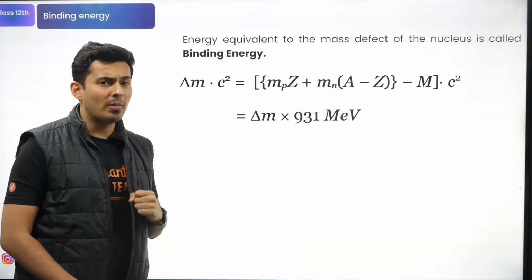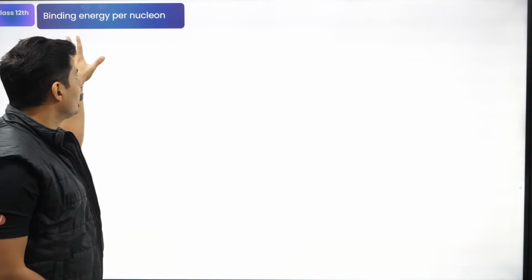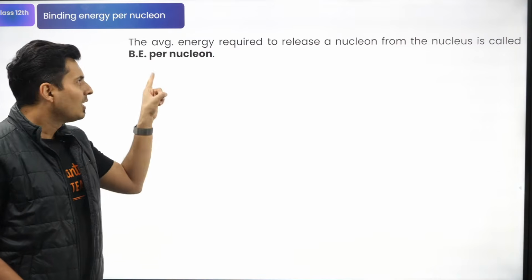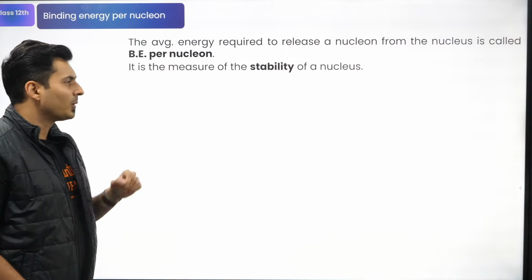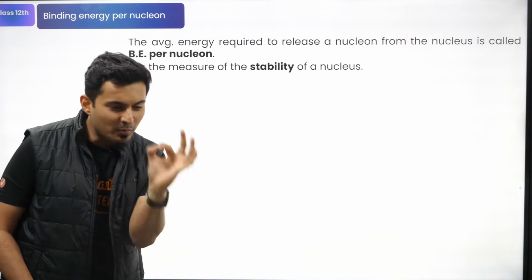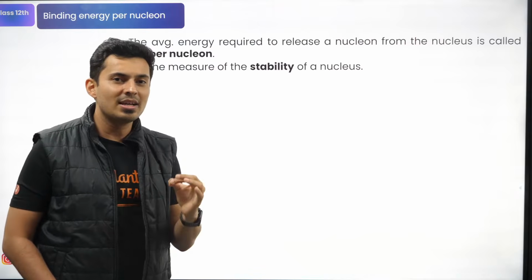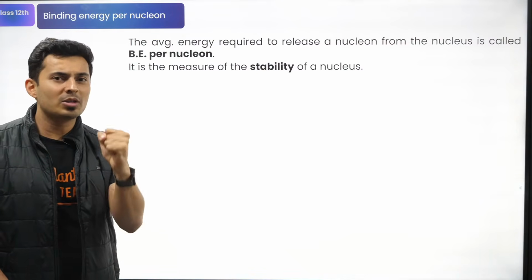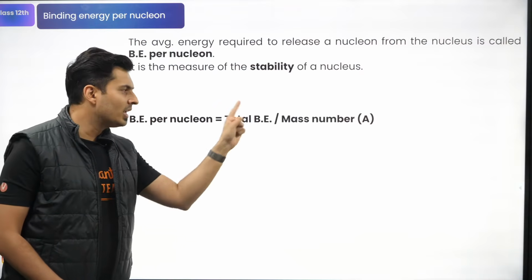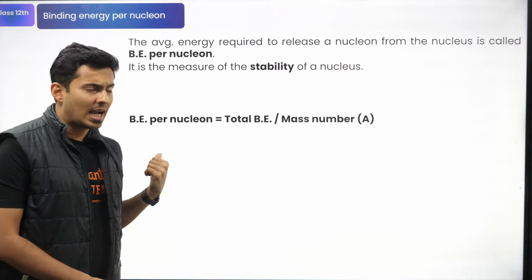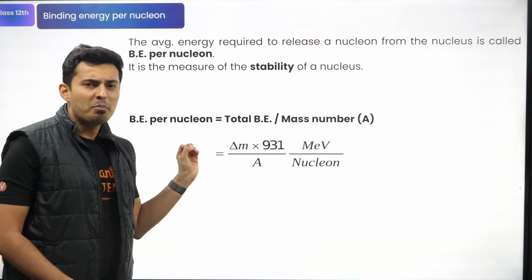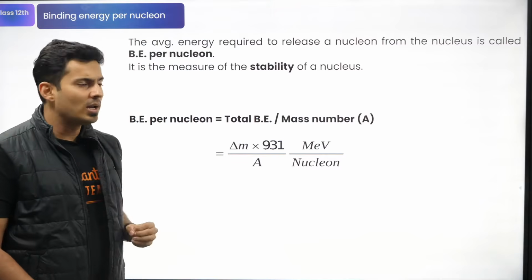But that's not completely true, because what actually matters is how much binding energy is released per nuclear particle, that is binding energy per nucleon. That is the factor which decides the actual stability of the nucleus, because how much energy you release per nuclear particle decides how stable those particles are inside the nucleus. So the binding energy per nucleon is the total binding energy, which we just calculated, divided by the atomic mass number. That will give you the binding energy per nuclear particle.